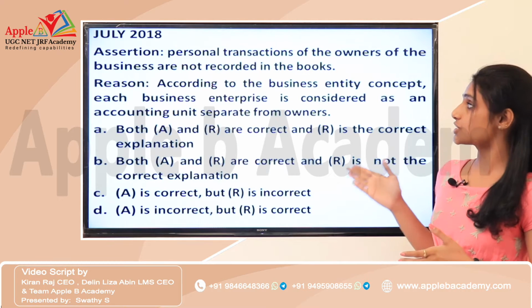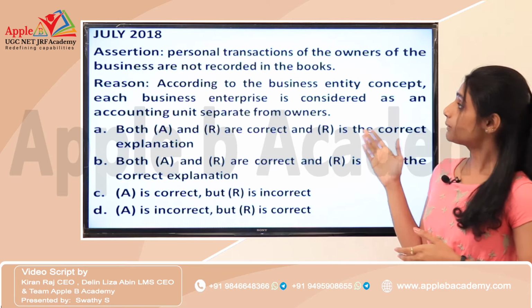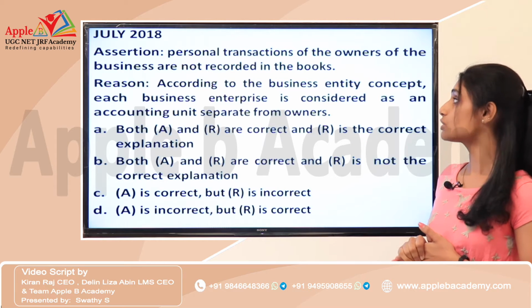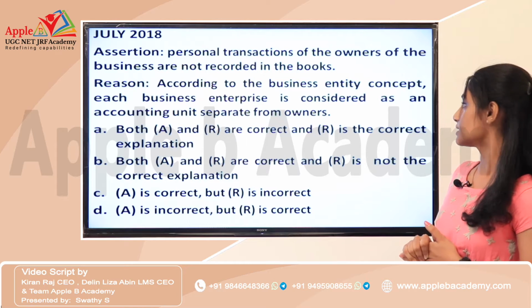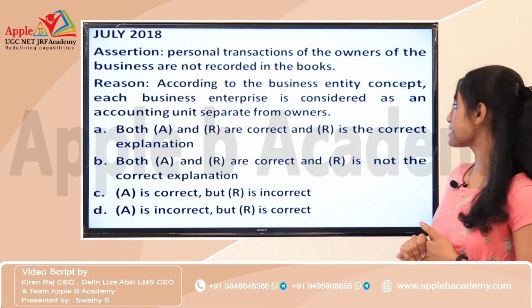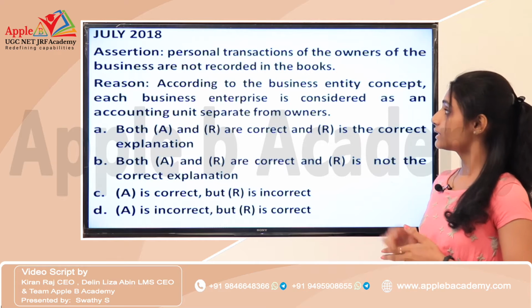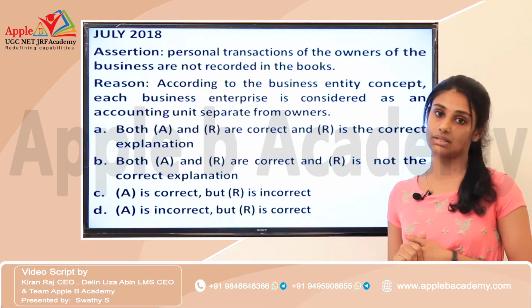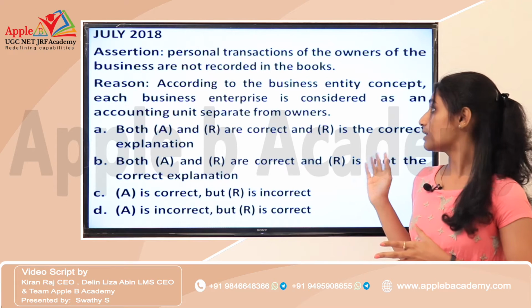Another question is an assertion-reasoning question that was asked in July 2018. The assertion is that personal transactions of owners of a business are not recorded in the books. The reason given is that, according to the business entity concept, each business enterprise is considered an accounting unit separate from the owner. This is another important concept that we are going to discuss in this chapter.